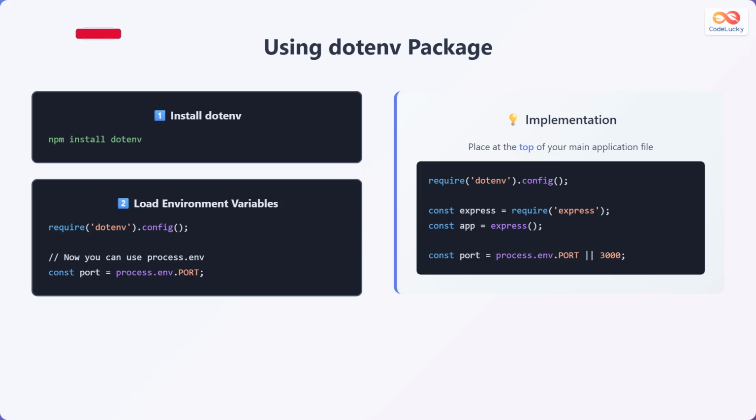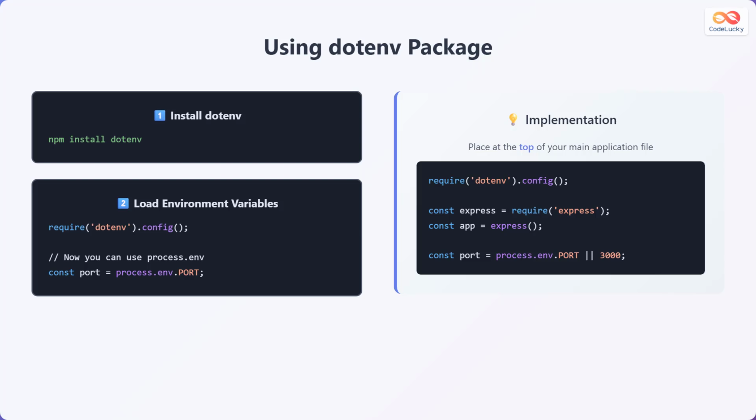To use .env files, you need to install the dotenv package. You can type in your terminal npm install dotenv. Then load the environment variables by typing require('dotenv').config(). Now you can use process.env. const port = process.env.PORT. Place the require('dotenv').config() at the top of your main application file.